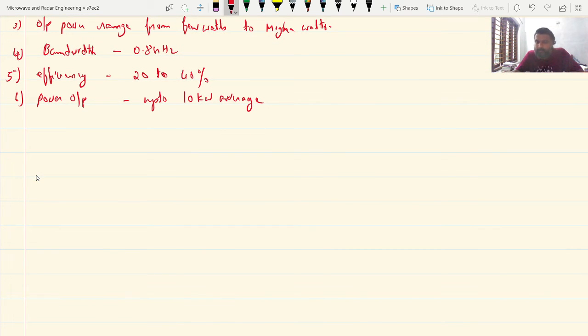So as I told you, as we discussed in the previous section, the reflex klystron oscillator that we have analyzed in detail in the previous section. Before coming to the traveling wave tube, since we have already studied the reflex klystron and two cavity klystron amplifier, we had to compare with this. Why we had to go for the traveling wave tube? So that comparison is very important.